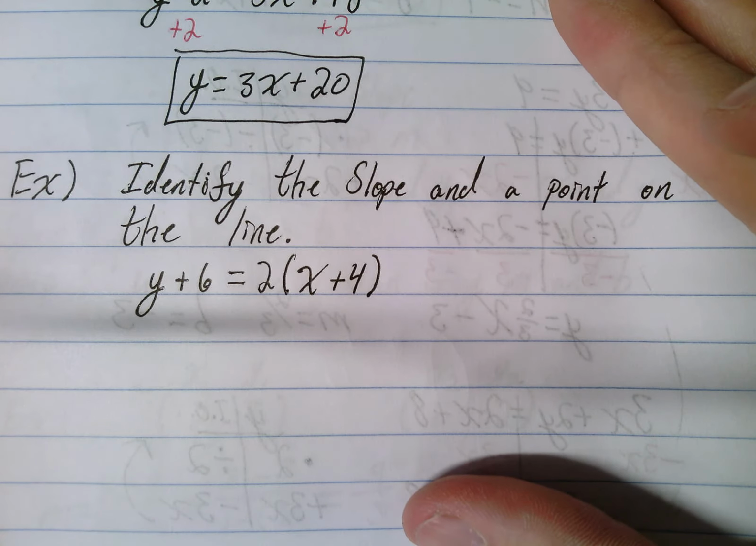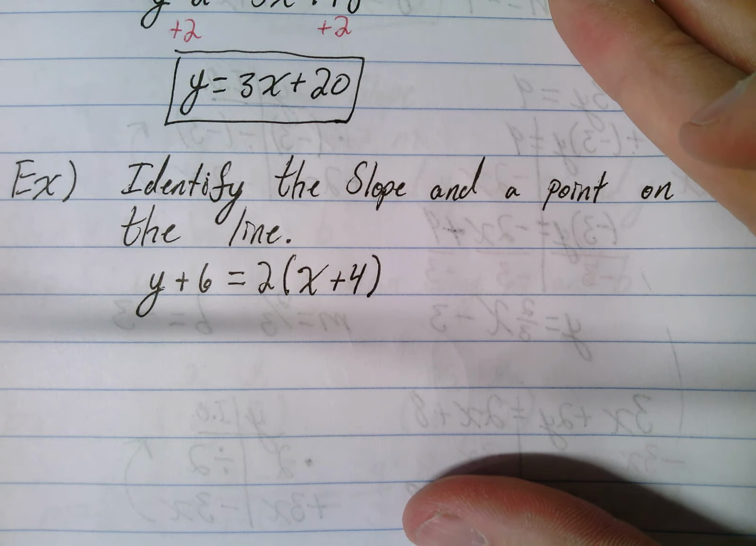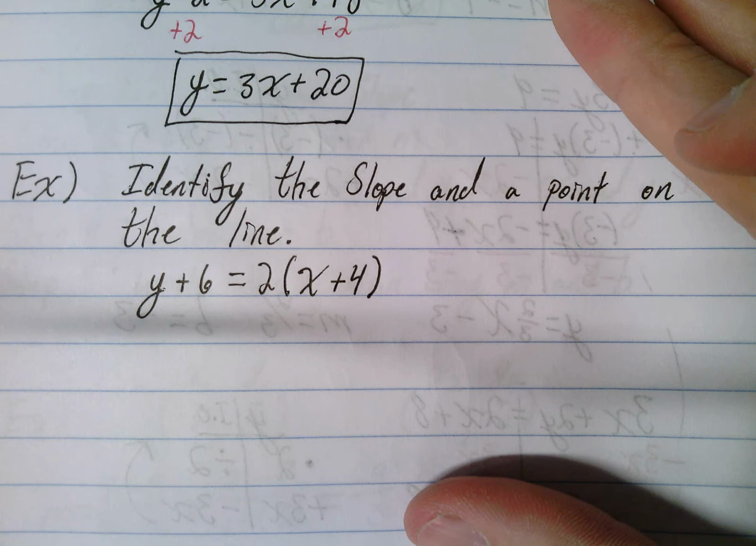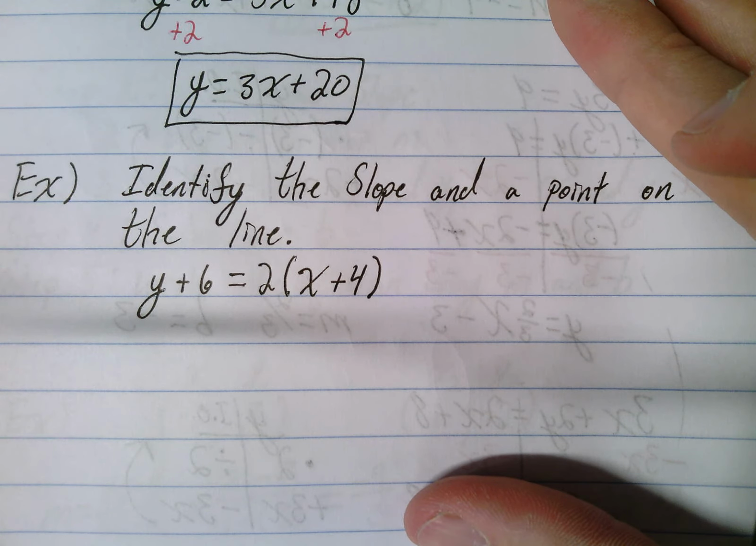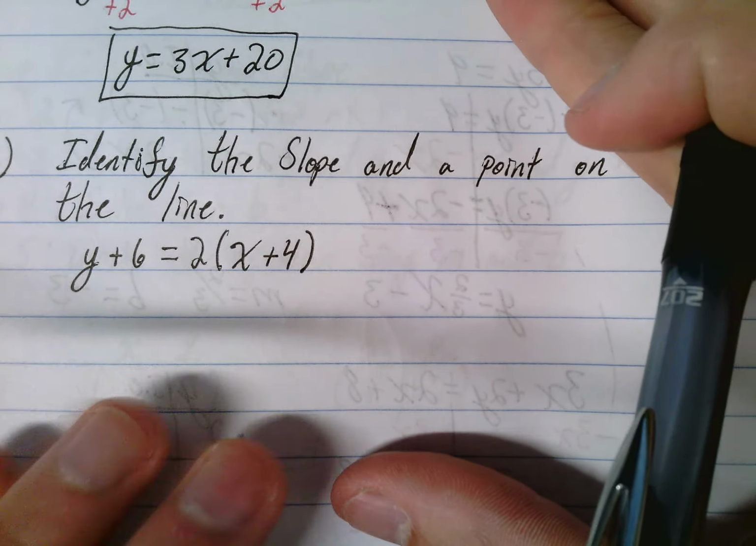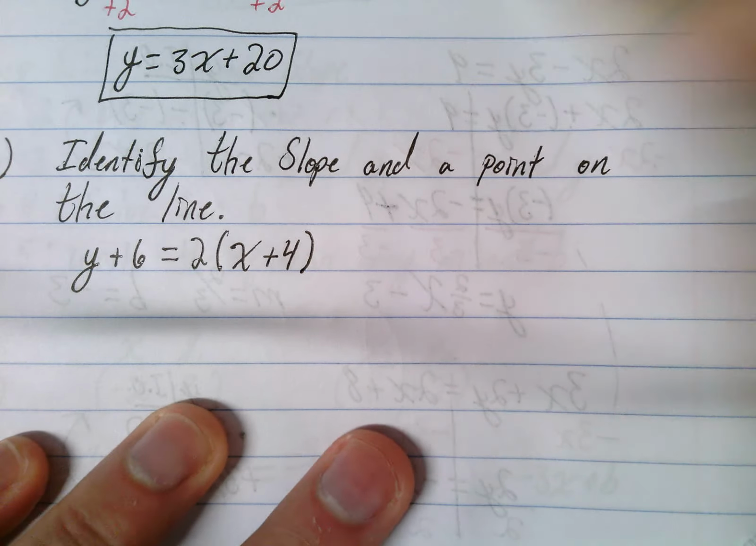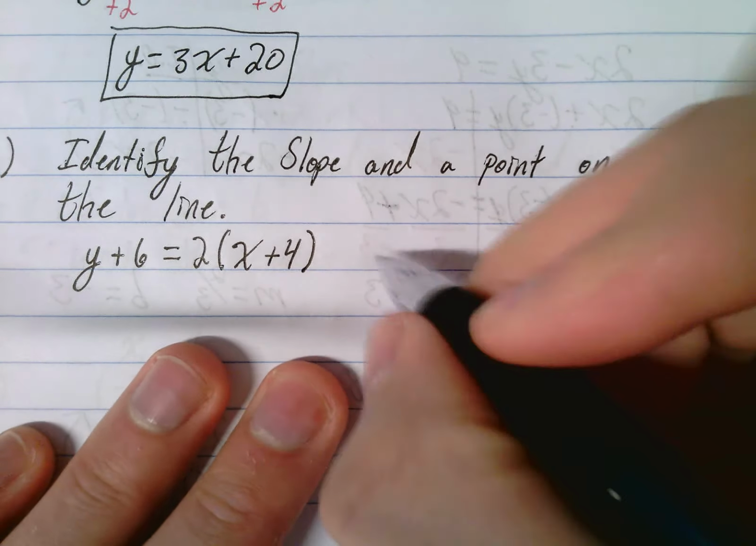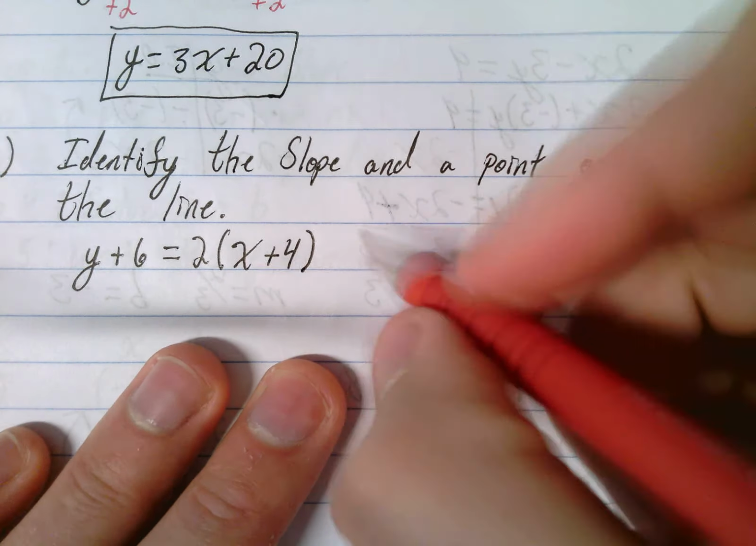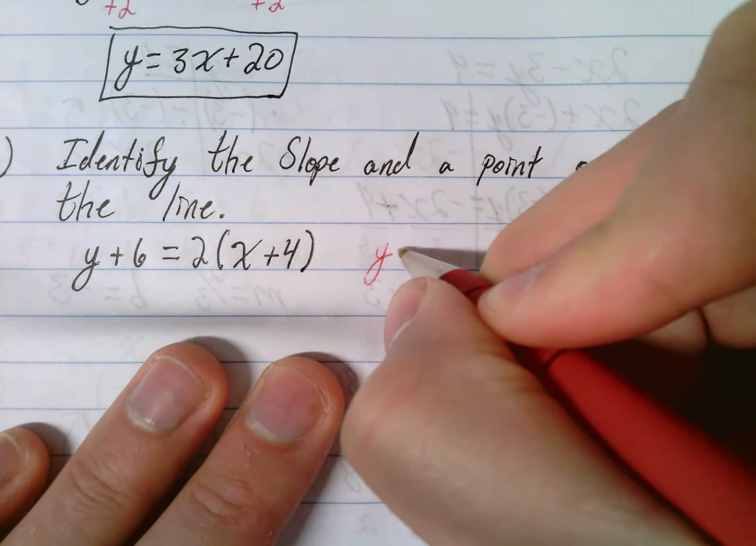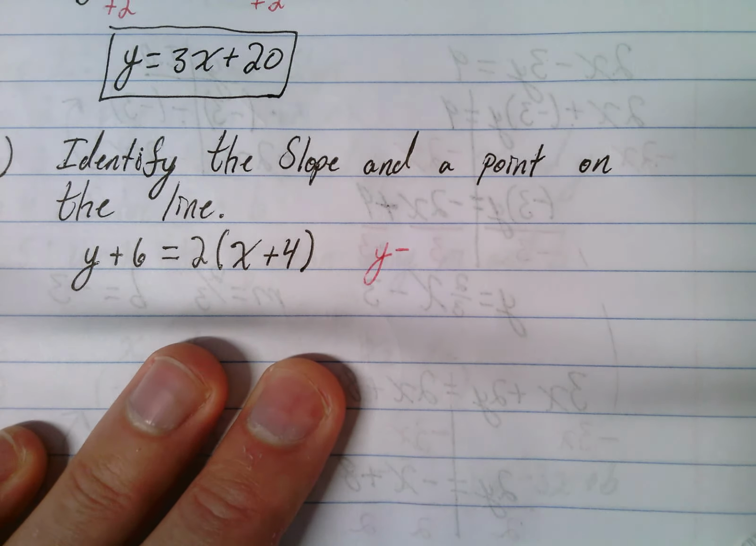All right, so here we go. We want to identify the slope and a point on the line. Which form is this equation in? Is it in point-slope form or slope-intercept form? It looks like point-slope form to me. The major indicator will be those parentheses. Okay, so we can say that this is supposed to be like this. It's supposed to be like y minus, what is the rest of point-slope form?